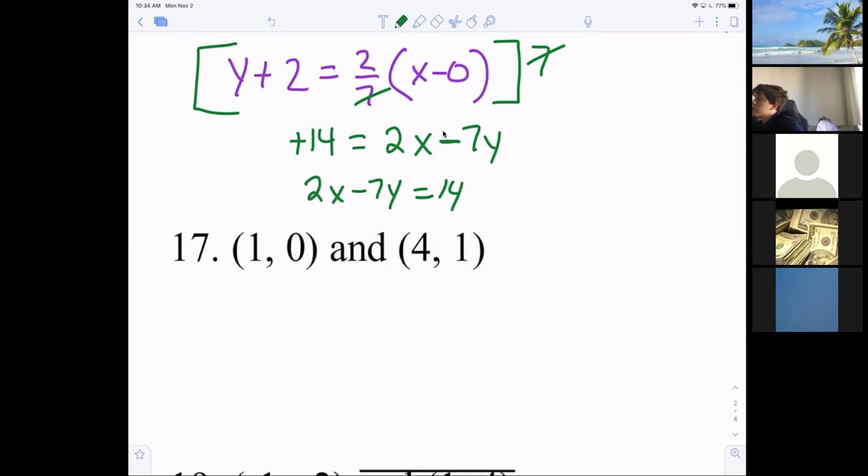Hopefully you paid attention to what I was just saying right there. That's going to be very helpful. If the x is negative, I move that. If the x is positive, I try to keep x by itself. Keep it positive.